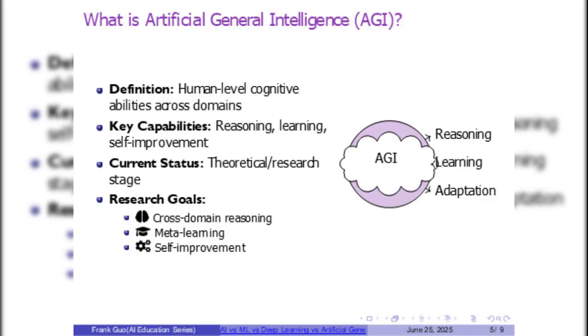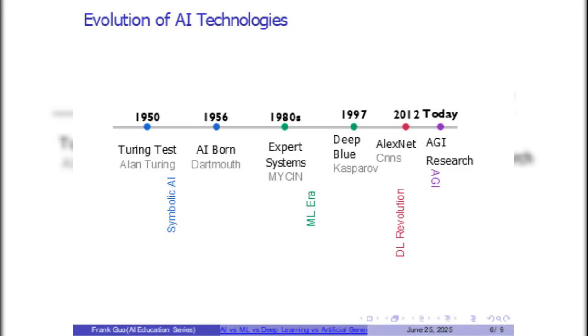These include cross-domain reasoning, letting machines combine knowledge from different areas; meta-learning, helping machines learn how to learn; and self-improvement, enabling systems to upgrade themselves without human help. While tools like ChatGPT show some early signs of general abilities, true AGI, a system that can learn and adapt like a human, is still a long-term goal.